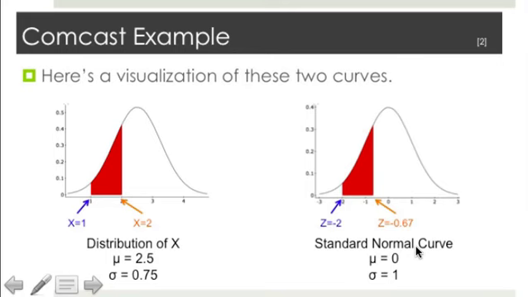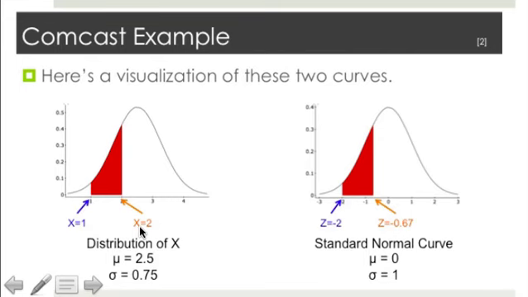Now here is a visualization of these two curves. On the left you have the distribution of x. This is the number of hours for the repair. We know our mean is 2.5, which we can see here, and our standard deviation is 0.75, and x equal 1 and 2 are labeled here on the left and on the right.